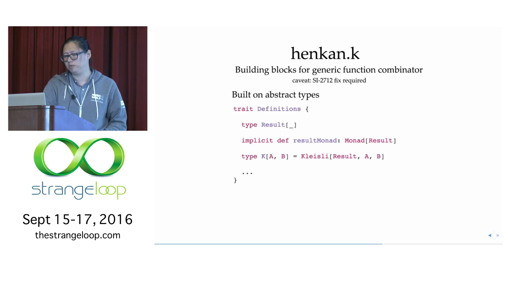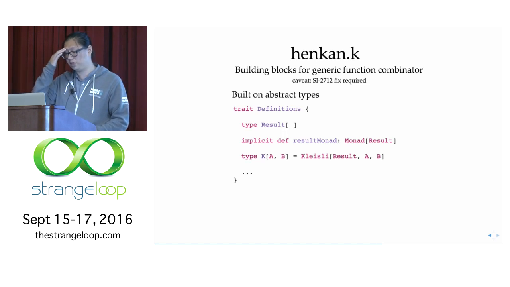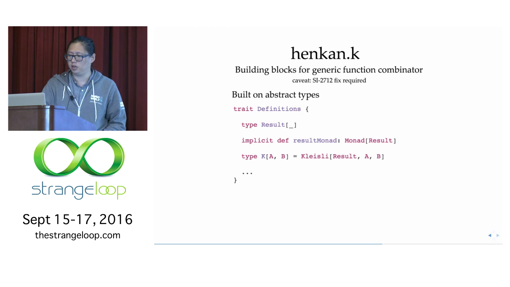And so we start with some type definitions. We have abstract types. So Classly must have a so-called result monad, or you have to provide a type called result, which you also have to provide a monad instance for, but the result can be anything. So then you basically have this type called K, A to B. It's basically a function from A to a result of B.